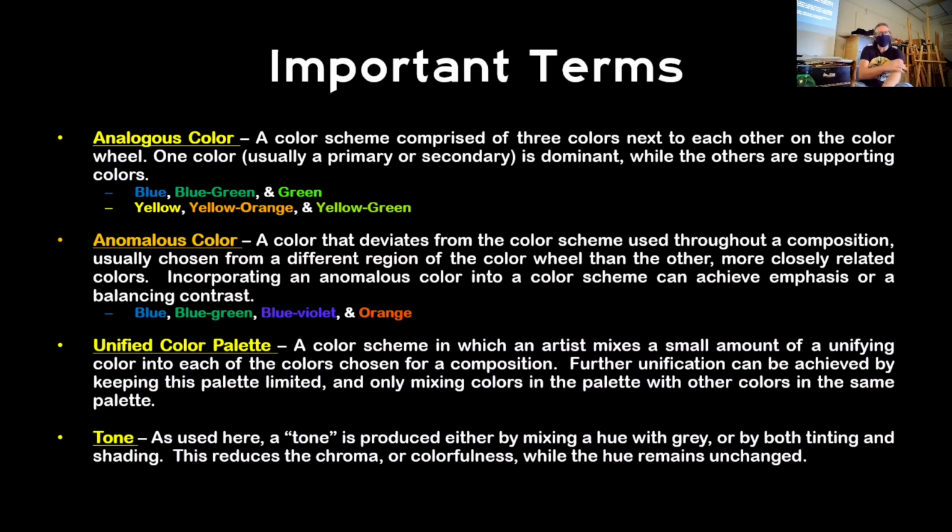Tone is sometimes used to just describe value. People will be talking about all the different tones of gray that you have in this. So it's a problematic term. Here we're going to just use it for describing a color that's produced either by mixing a hue with gray or by both tinting and shading at the same time. Mixing white and black, essentially mixing it with gray. It reduces chroma or the colorfulness while the hue remains unchanged.